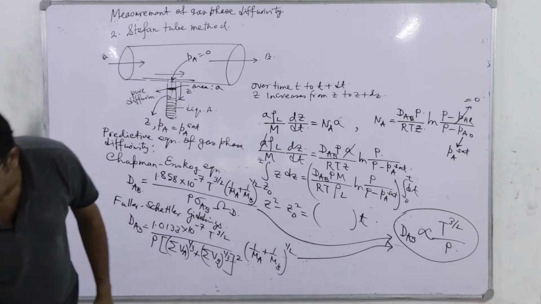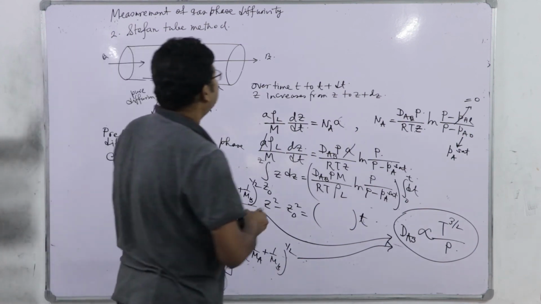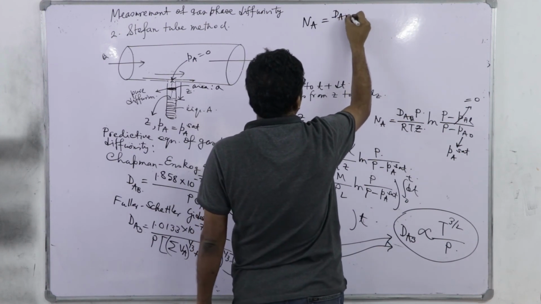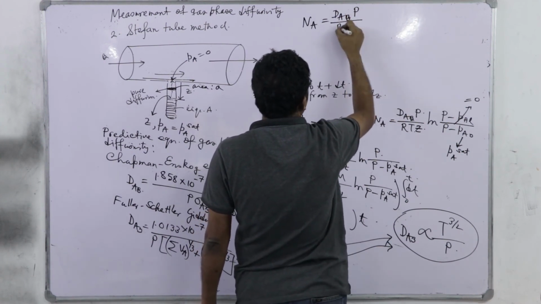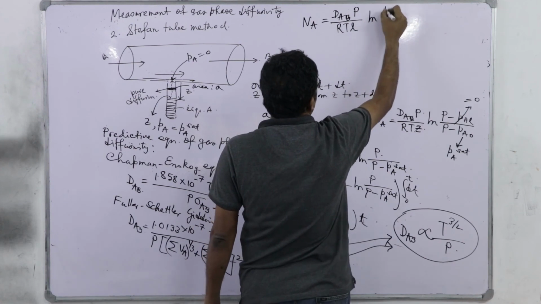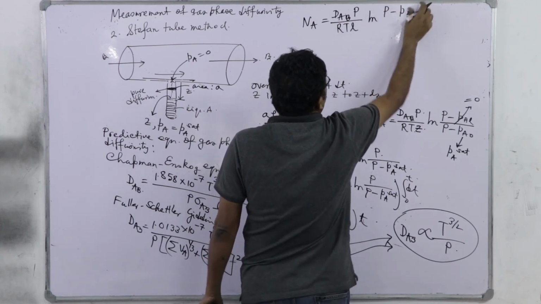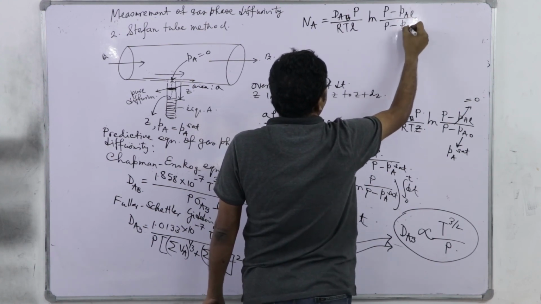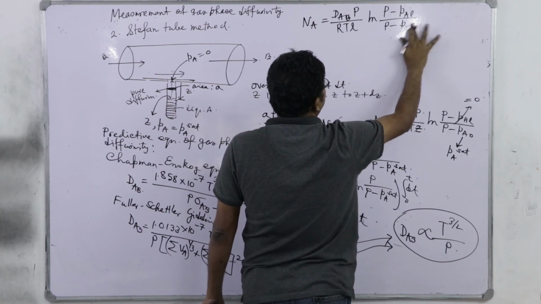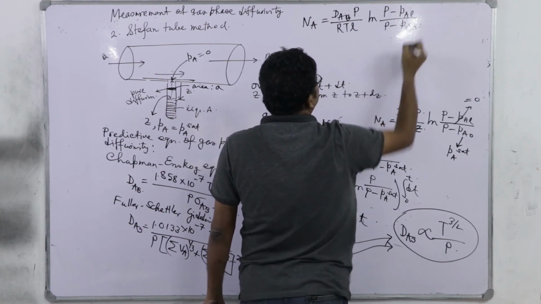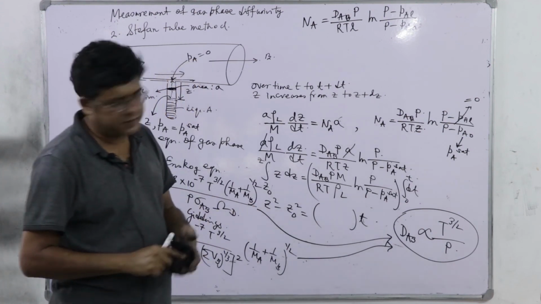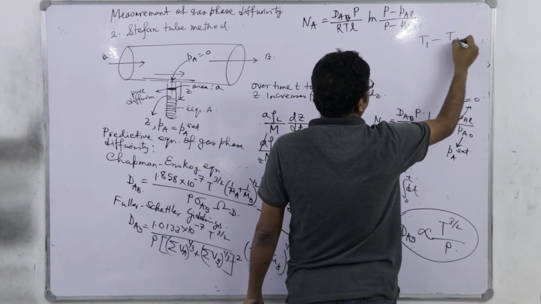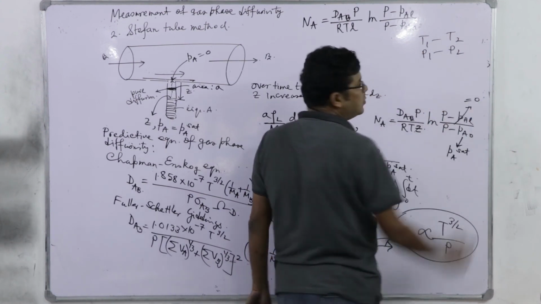Now, we can think of a question where we say that okay, we have diffusion of A through non-diffusing B. So, NA equals DAB into P divided by RTL into ln of (P minus PAL) divided by (P minus PA0), right. So, how this flux is going to change if I change the temperature from T1 to T2 and pressure from P1 to P2.